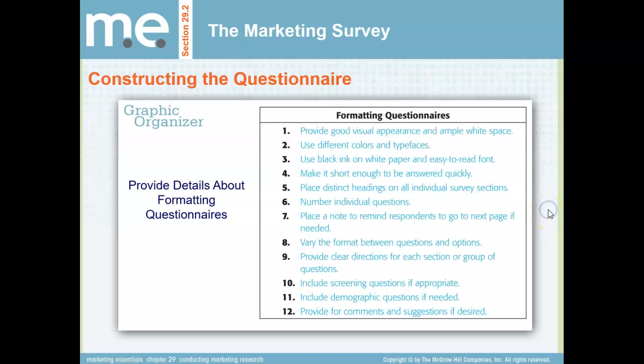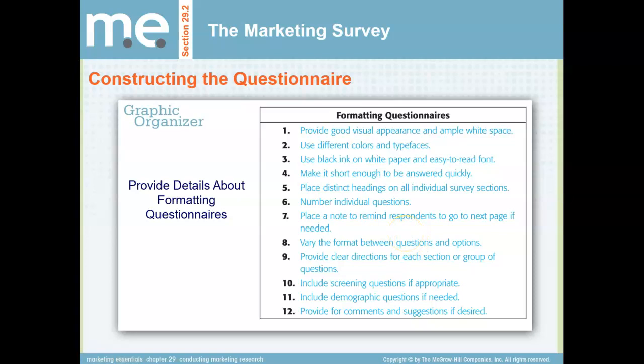Details about formatting questionnaires. Okay. So here is just some information about how to format a survey. So obviously keep it good, clean, lots of white space so it's easy to read and understand. You might want to use different colors and typefaces. Black ink on white paper, once again, easy to read. Short enough to be answered quickly because everybody has time that they want respected. And distinct headings on all individual sections. Individual questions, number them obviously.